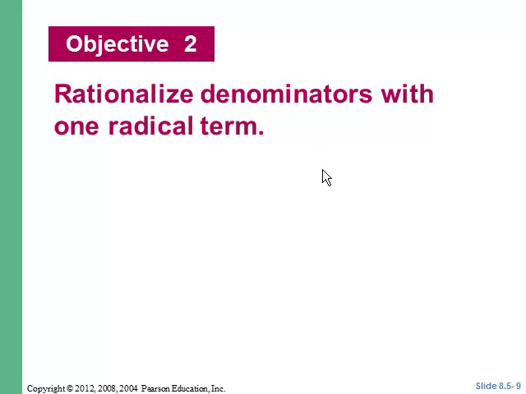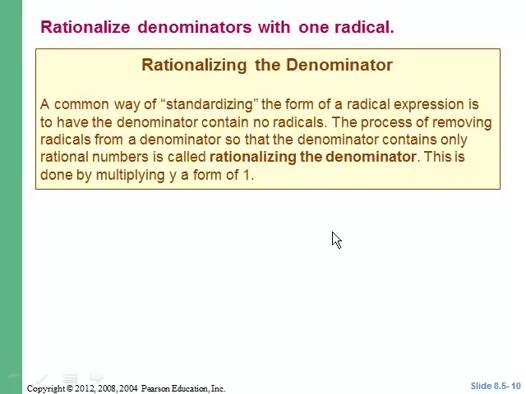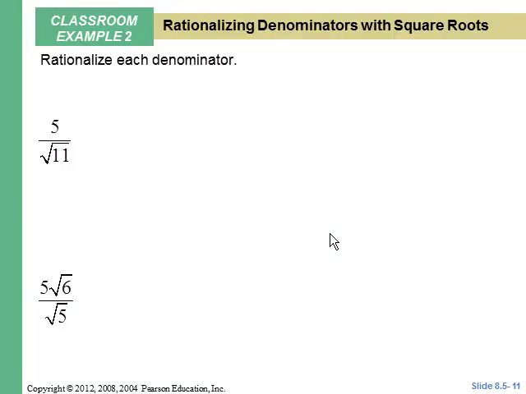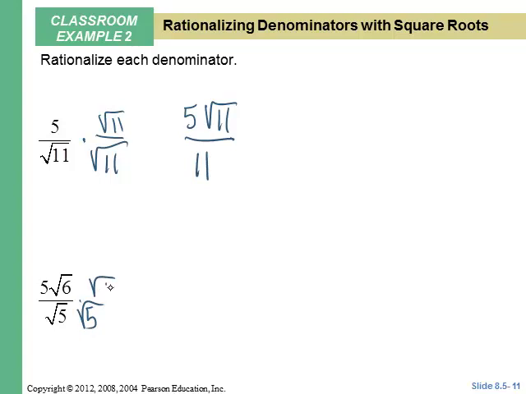How about, what do we do when we have a denominator? Remember, you can't have a square root in the denominator. So in this case, we're going to multiply top and bottom by the root of 11, and we get 5 root of 11. The root of 11 times the root of 11 is 11. Multiply top and bottom by the root of 5, and we get 5 root 30 over 5. These cancel, so you have the root of 30.